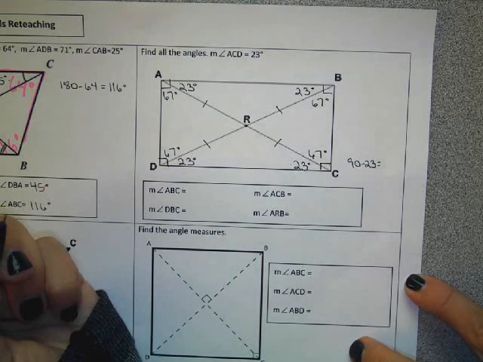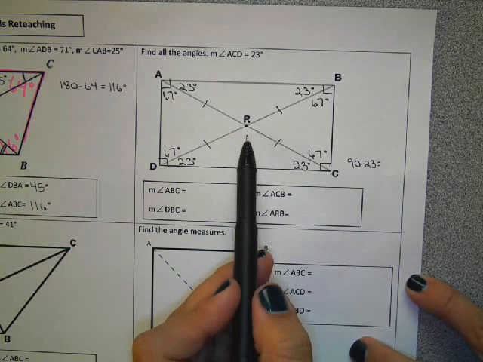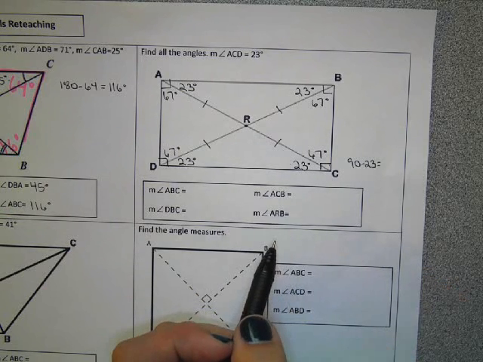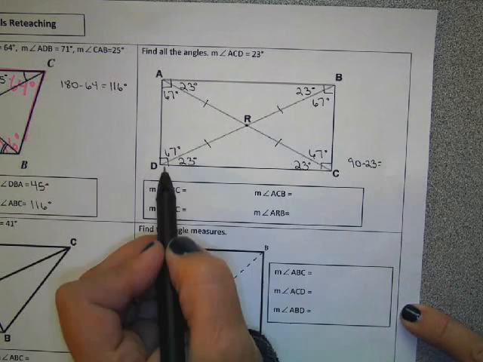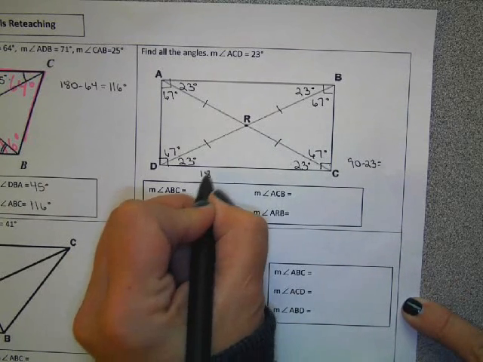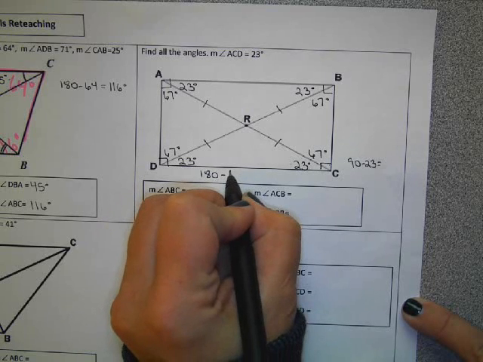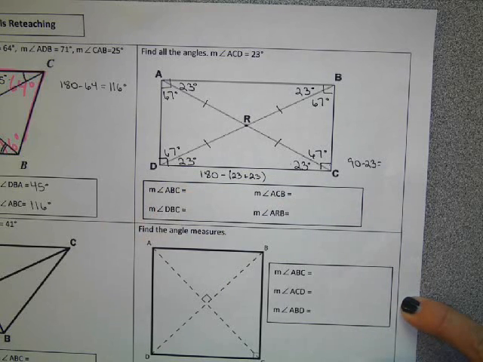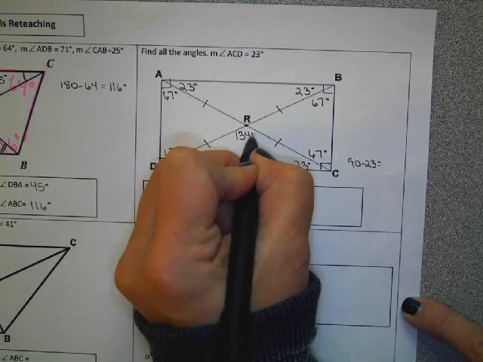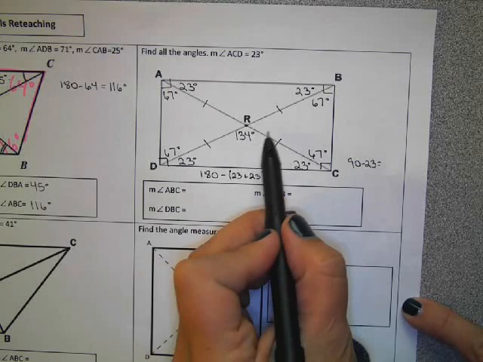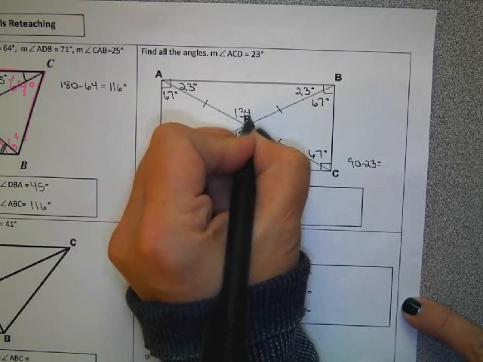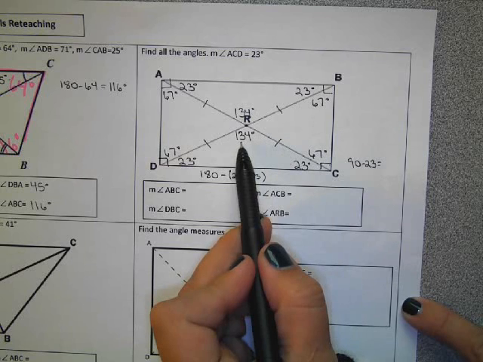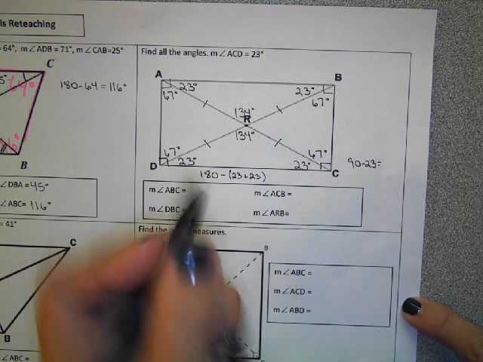And if you want the middle angle, again, all triangles add up to 180 degrees. So if I want angle DRC, 180 minus 23 plus 23 is 180 minus 46. That would make DRC 134 degrees. This is vertical to it, 134. And these two are a linear pair. So 180 minus 134 would equal 46 degrees.